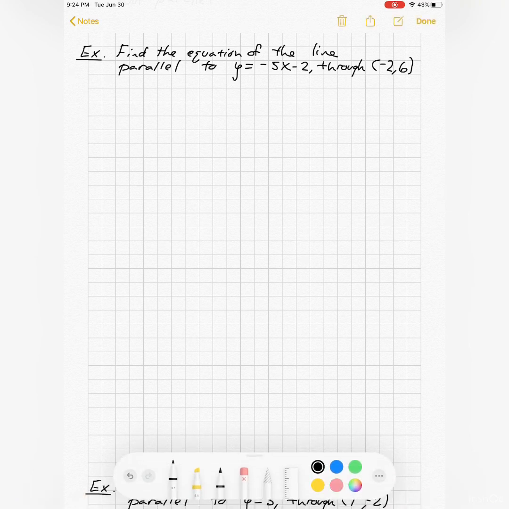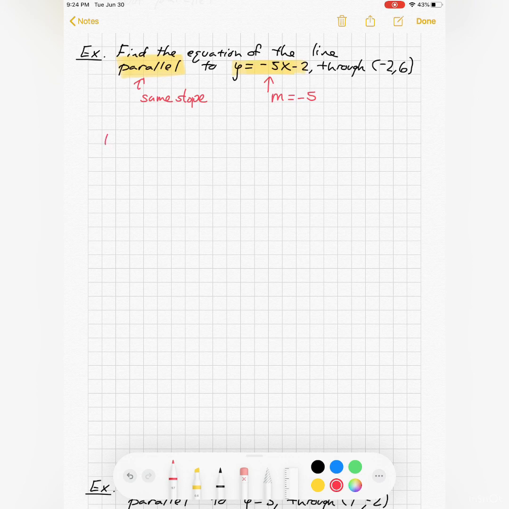Okay, so what about an example where we need to find the equation of a line parallel to a given line? So here I'm given the line y equals -5x minus 2. So if I know the line I'm looking for is parallel to this guy, remember, in order for it to be parallel, that means it has to have the same slope. Okay? So if you look at this guy, the slope is -5.